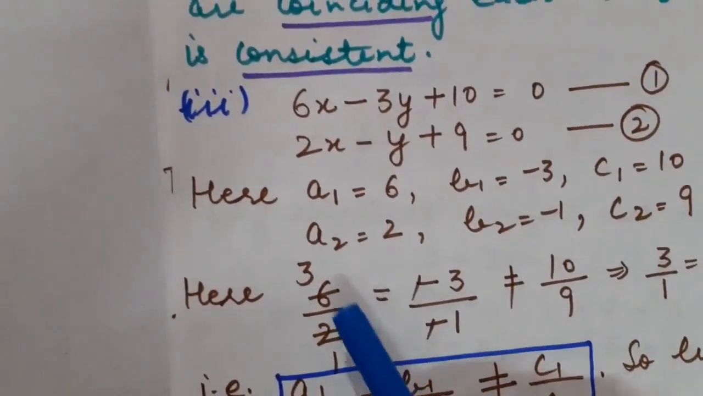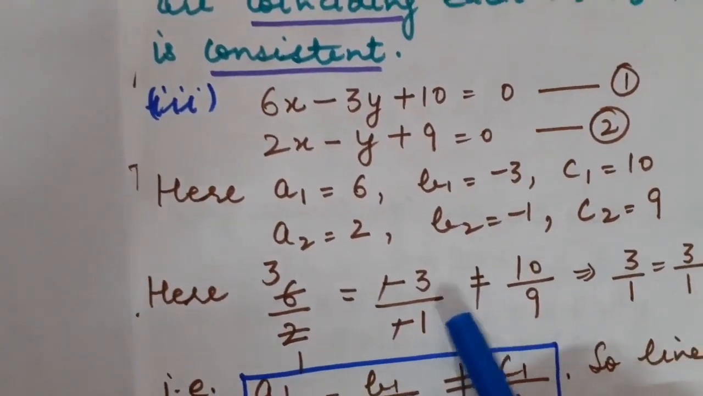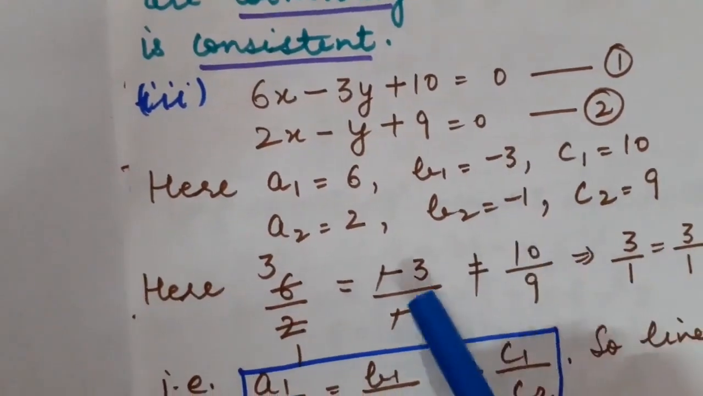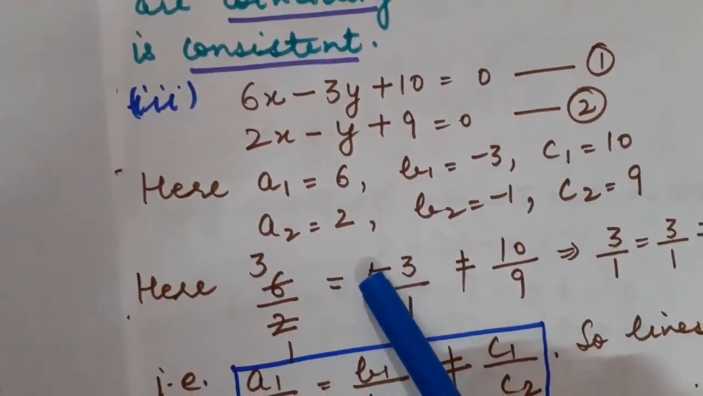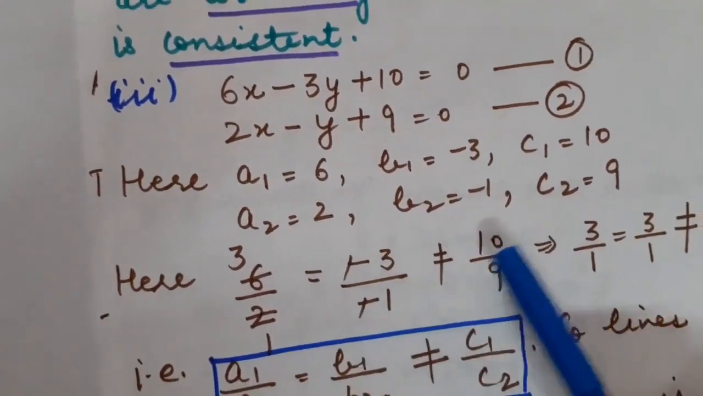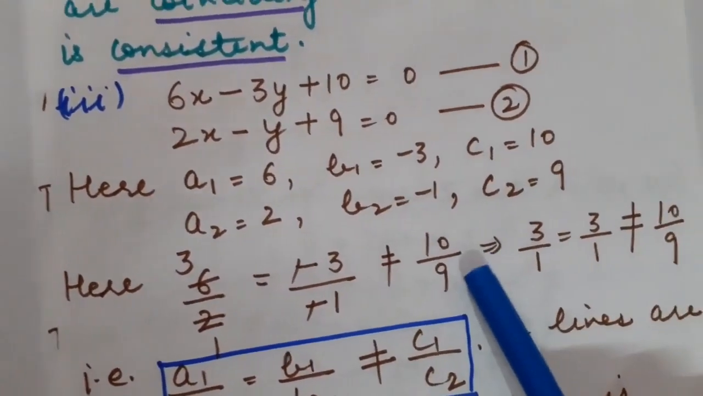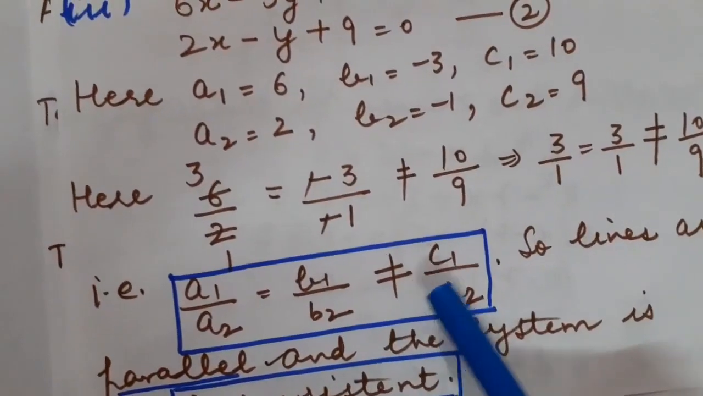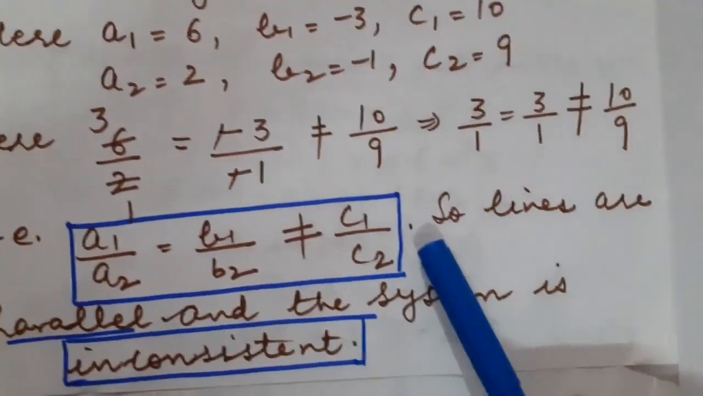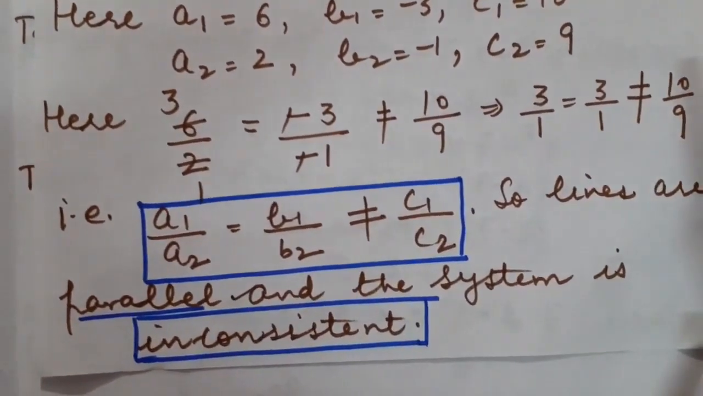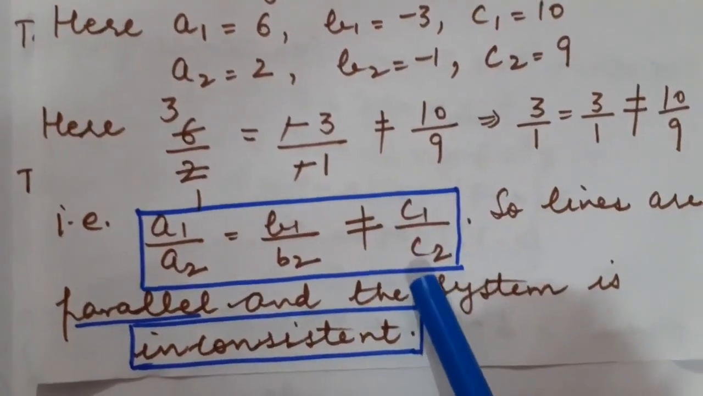See children, 6 upon 2 means that is 3 upon 1. This is 3 upon 1 and this is again minus 3 upon minus 1. Minus signs are going to be cancelled. So 3 upon 1 is equal to 3 upon 1, but they are not equal to the ratio of the constant values. Means A1 upon A2 is equal to B1 upon B2, but that is not equal to C1 upon C2. So the lines are parallel. No solution exists and the system will be inconsistent. Correct.